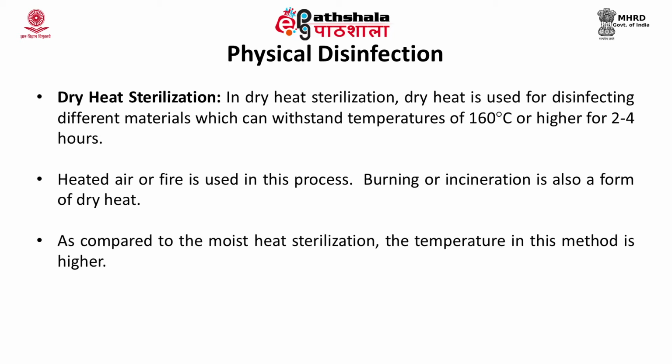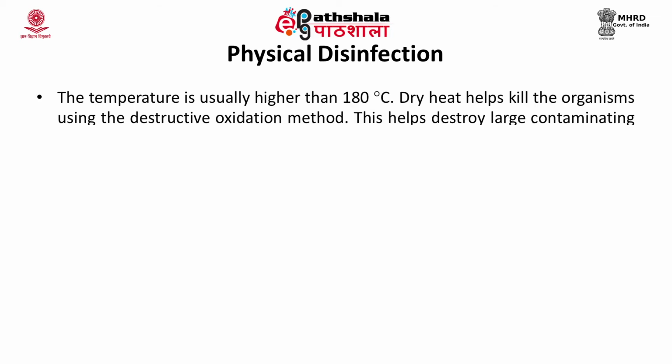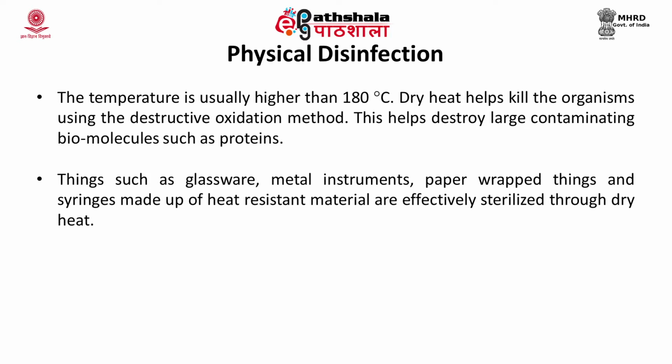As compared to moist heat sterilization, the temperature in this method is higher, usually greater than 180 degrees C. The dry heat helps in killing organisms using the destructive oxidation method. The essential cell constituents are destroyed by the heat treatment and therefore the microbial cell or organism dies. The temperature is maintained for almost an hour to kill the most resistant spores.